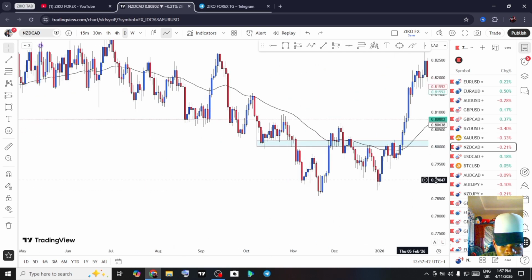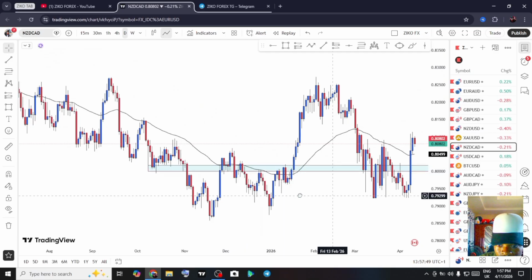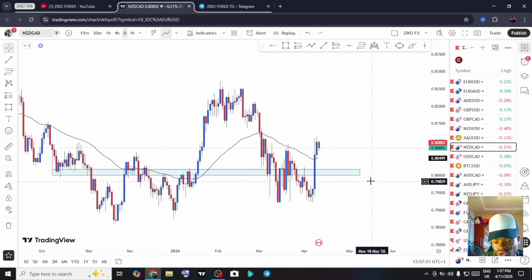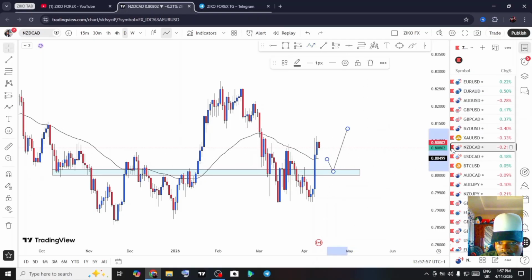This might be the area of interest. We have one rejection from this area. We have 2, 3, 4, 5 rejections from this area, 6 rejections from this area. So GBP CAD, we need a retracement back into this area to buy. We'll just keep it close.